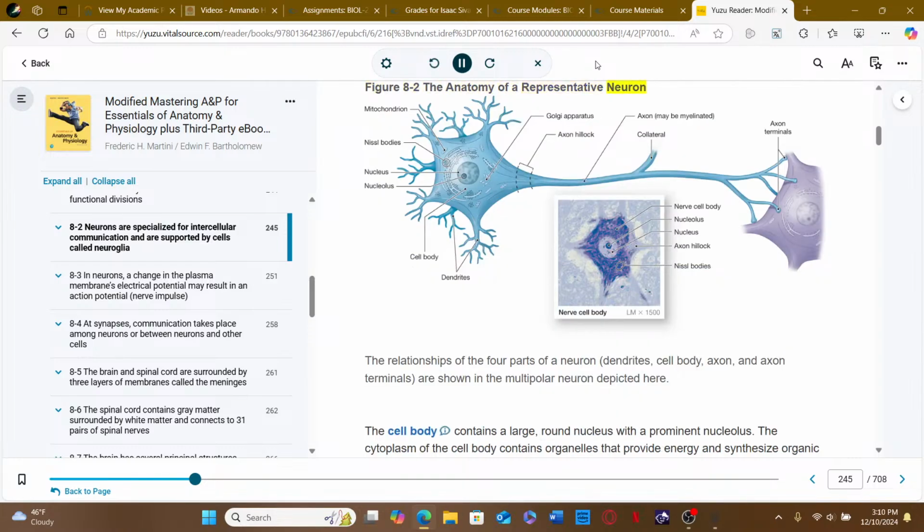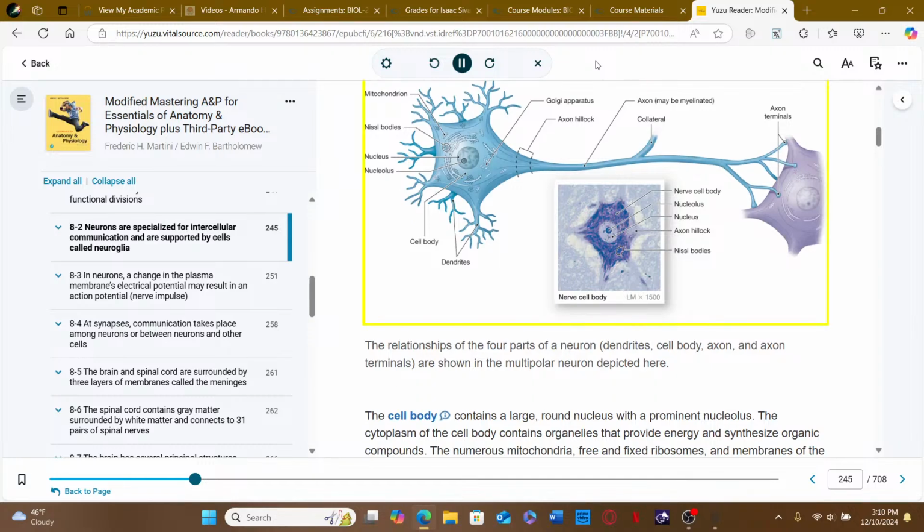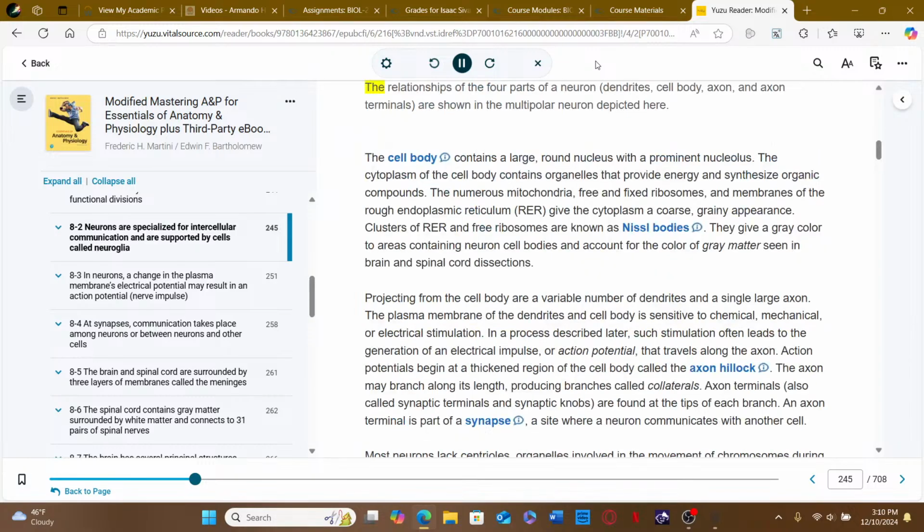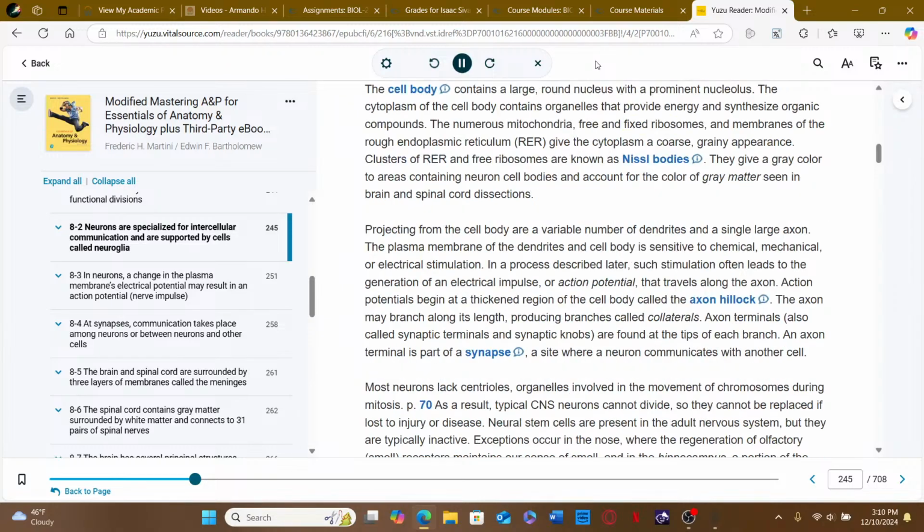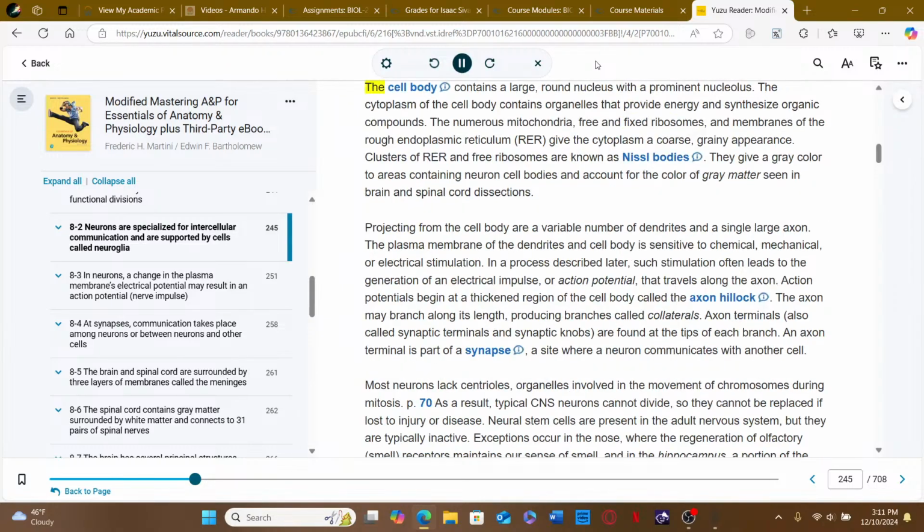Figure 8-2: the anatomy of a representative neuron. The relationships between the anatomical structures of a neuron. The relationships of the four parts of a neuron, dendrites, cell body, axon, and axon terminals, are shown in the multipolar neuron depicted here.